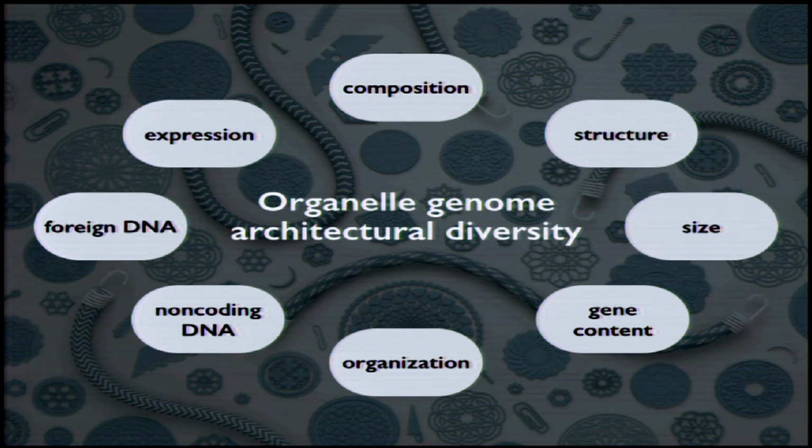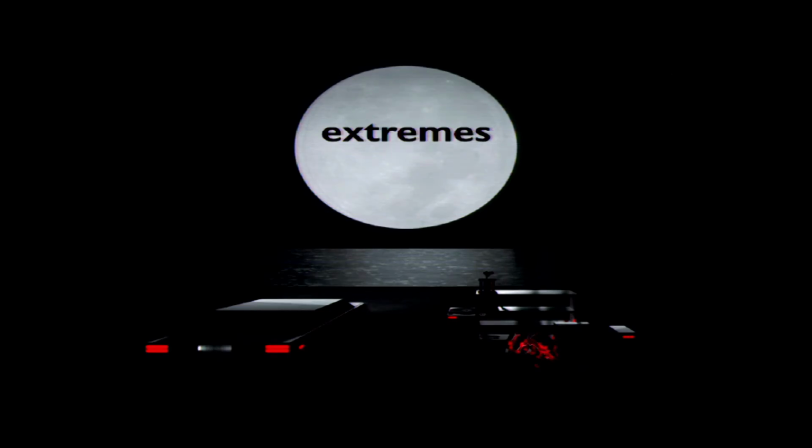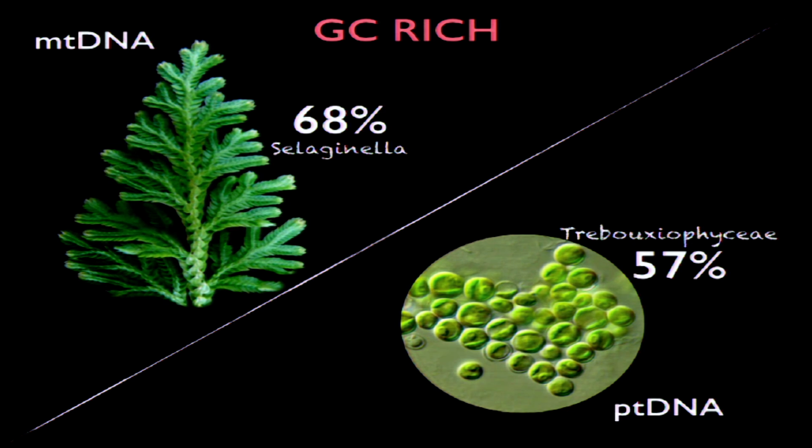Obviously I can't describe all of this. But what I want to do for the next half dozen slides is highlight some of the more extreme organelle genome architectures that are out there. As you're probably all well aware, there's a near universal adenine and thymine bias in organelle DNA across the eukaryotic tree and across endosymbionts in general. But GC-rich mitochondrial and plastid DNAs, although rare, do exist.